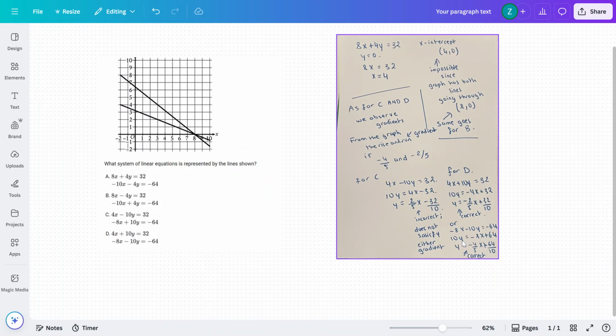For the second equation, we have negative 10x minus 10y equals negative 64. By rearranging, we get the equation y equals negative 4 over 5 x plus 64 over 10. Obviously, there are some tedious tasks going on right there, but if you just get to the core of it, you'll be able to realize that this is our equation. And this is also correct, since negative 4 over 5 and negative 4 over 5 do match. So this is just to check. So D is definitely correct.